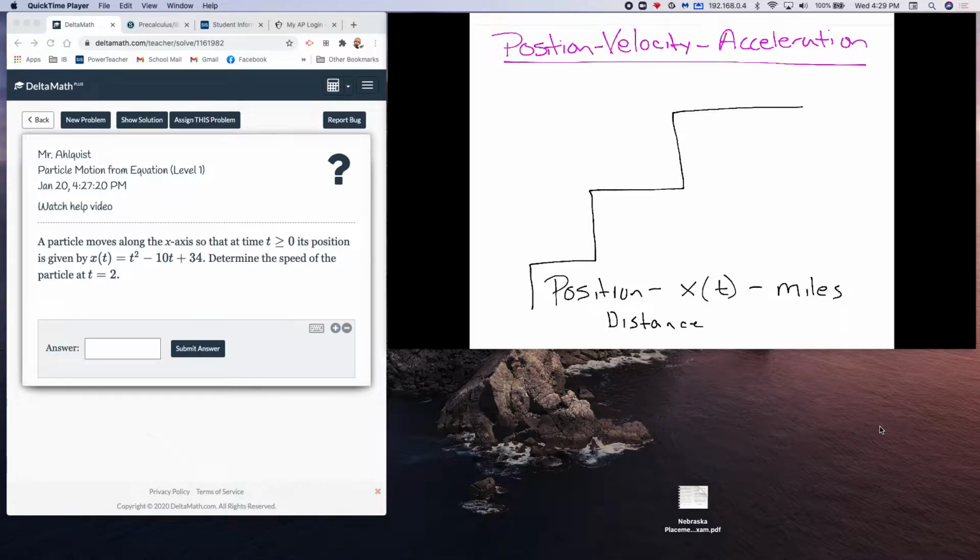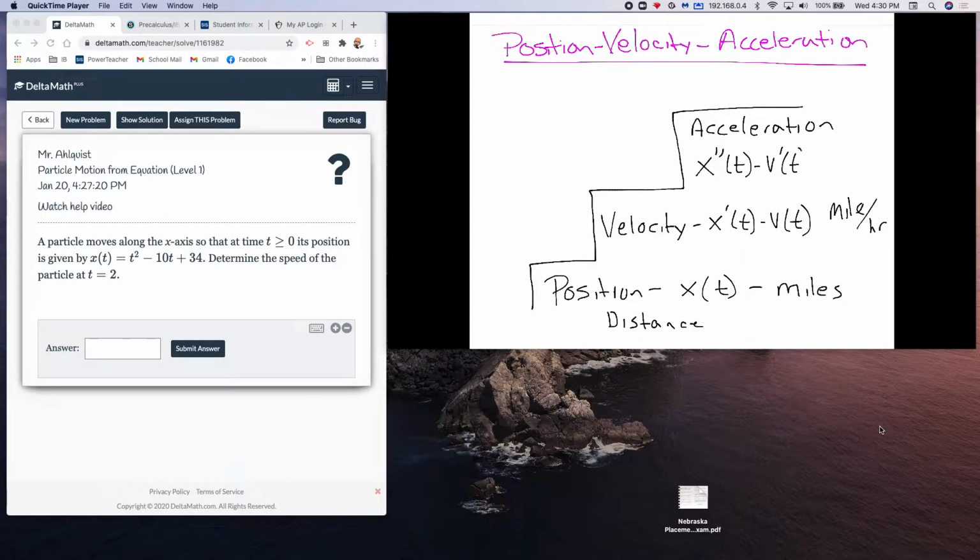When you go up one step, it's called the velocity. That's x prime of t, or v of t for velocity, and that might be in miles per hour. So some kind of time measurement there. The last step is acceleration. And that's going to be x double prime of t, or v prime of t, or a of t. And that's going to be in miles per hour squared, or miles per hour per hour.